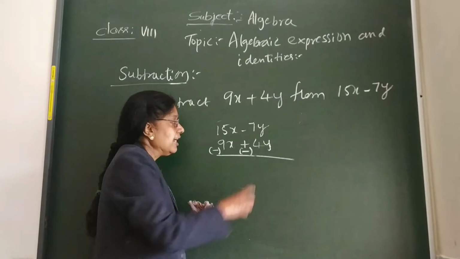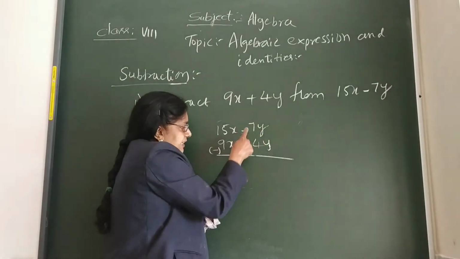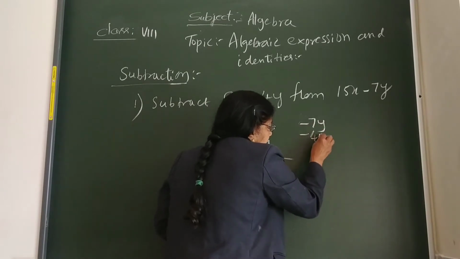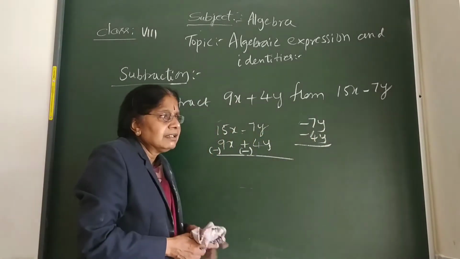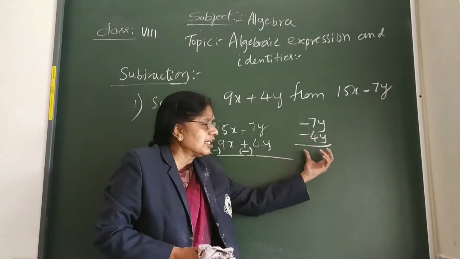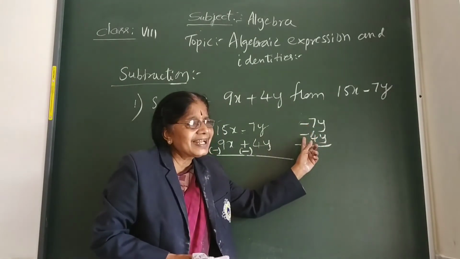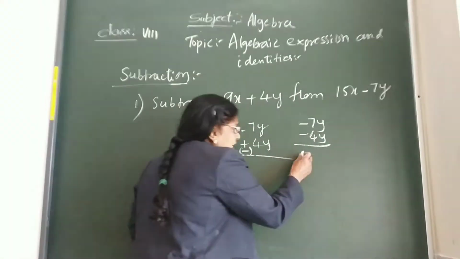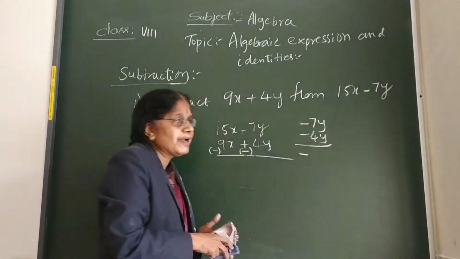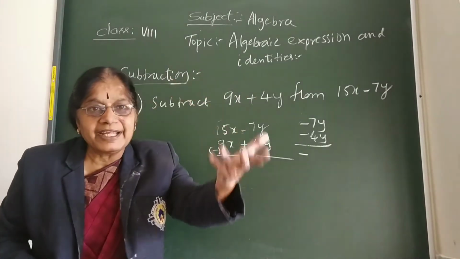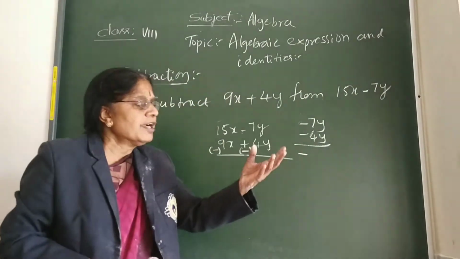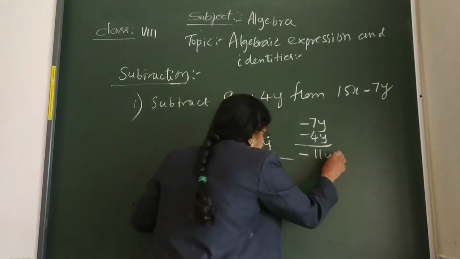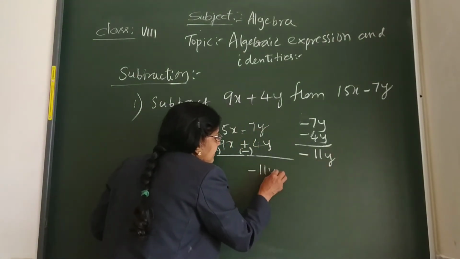How did we do it in addition? First we take these two: minus 7y minus 4y. I told you last time when we were adding, two terms having the same sign, keep the sign as it is. So what is the sign? Minus. Two negatives when you are adding, add and keep the negative sign. So 7 plus 4: 8, 9, 10, 11. So it became minus 11y.